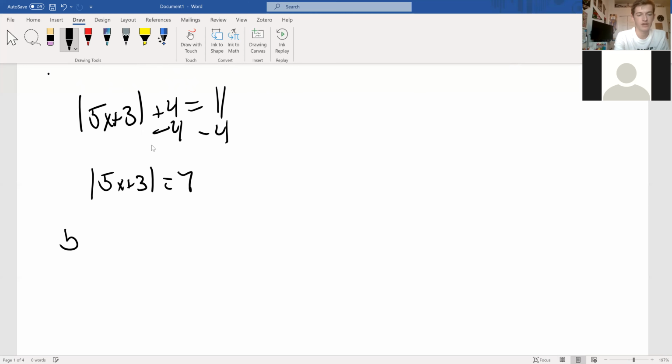So I get 5x plus 3 is equal to 7. And then also 5x plus 3 is equal to -7. And this would be the same way of solving it if, say, this was a less than or greater than. You still have to make sure you get everything but the absolute value away before you can split it apart into your positive and negative. And then now it's just solving for x. So -3.